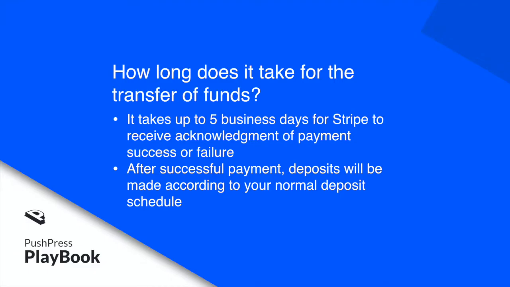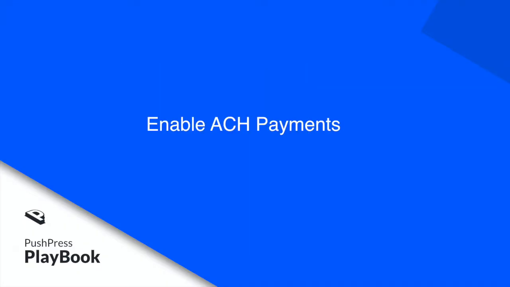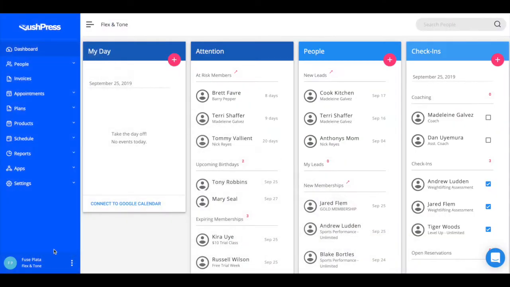Now, one of the drawbacks to accepting an ACH payment is the timing of deposits. On average, it can take about 5 business days for Stripe to receive acknowledgement that the transaction was successful or failed. After that, it can take about 2 to 3 business days for Stripe to then deposit those funds into your bank account. So now let's talk about how to enable and configure ACH in your system.